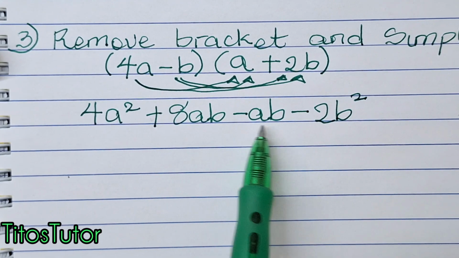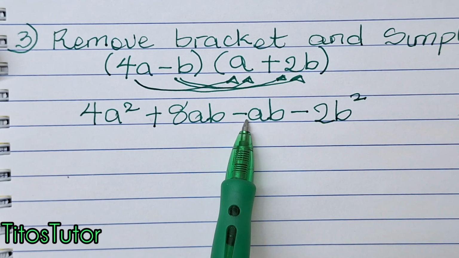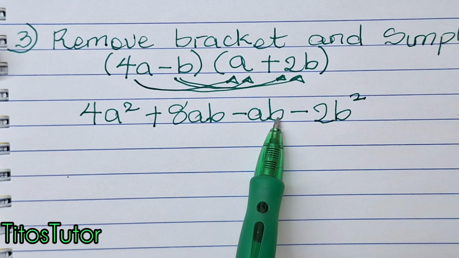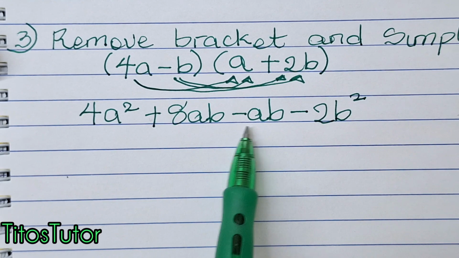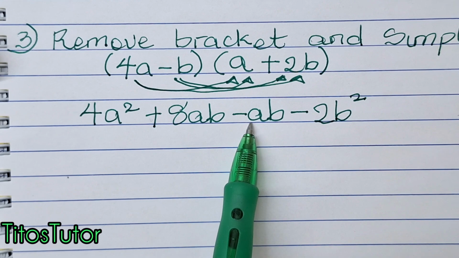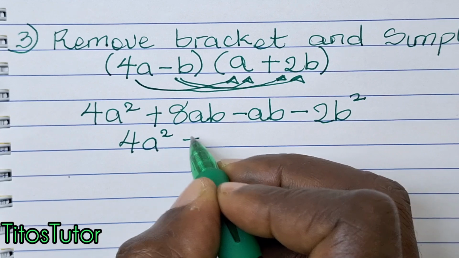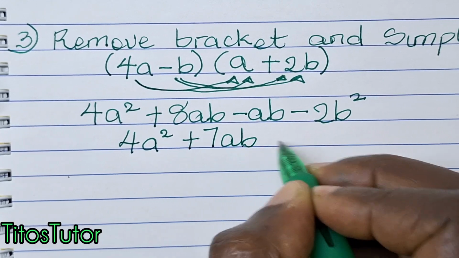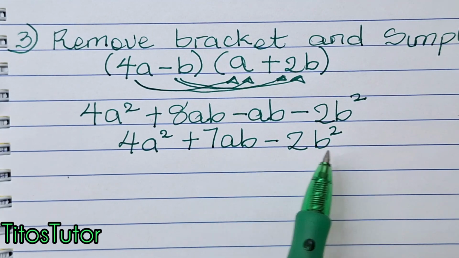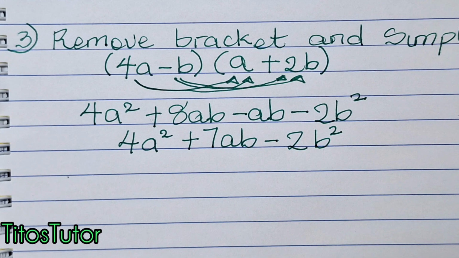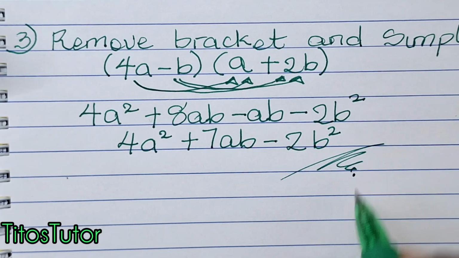ab and ab are like terms, so you can simplify. 8ab minus 1ab. Because it's algebra, you don't put 1 as the coefficient, but ab just means that there's only one of it, right? So 8 of it minus 1 of it will give you 7 of it, okay? So we have 4a squared plus 7ab minus 2b squared. This is a squared, this is ab, this is b squared. No more like terms, so you cannot simplify further. This is your final answer.